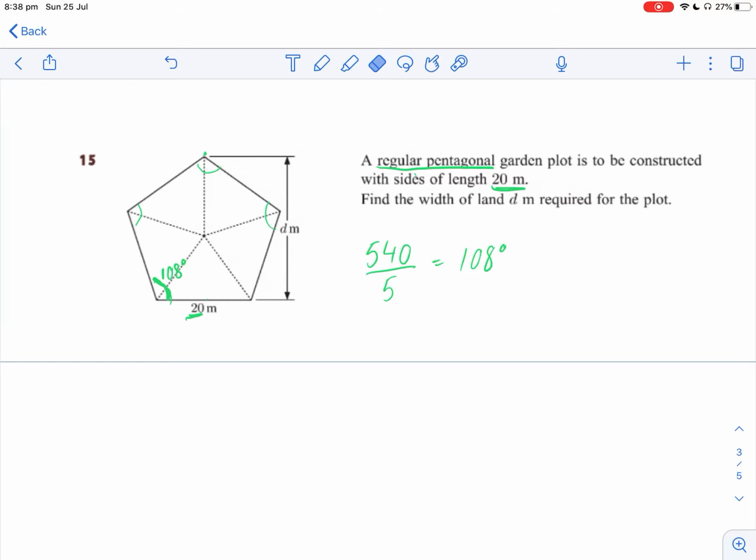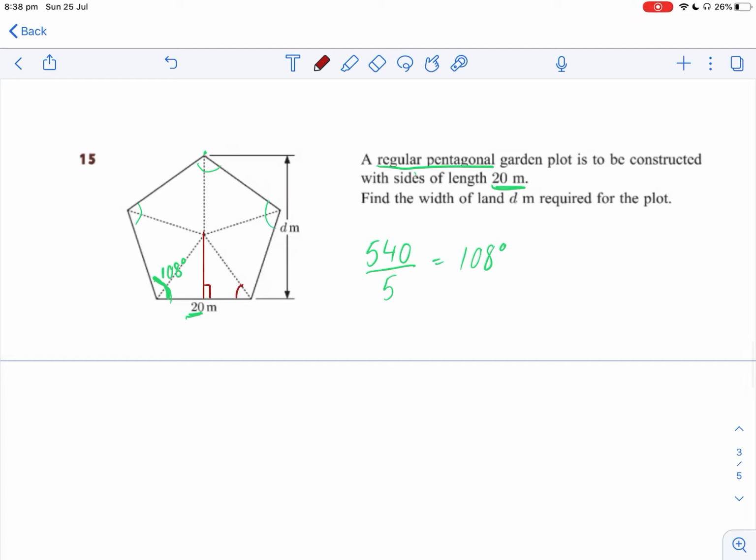Remember, we're doing right angle triangle trig, so what I really want to know is the size of this little angle here, so I can make my right angle triangle. This angle is going to be half, so 108 divided by 2, which gets me 54 degrees. I know that this length here is going to be half of the 20, so this length is 10, and I'm looking for this length here, which we'll call x.